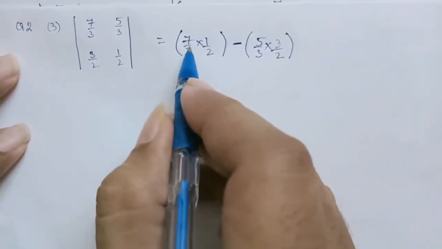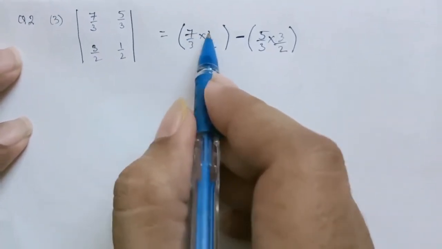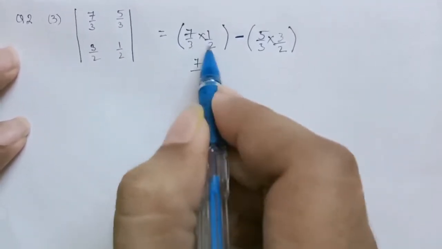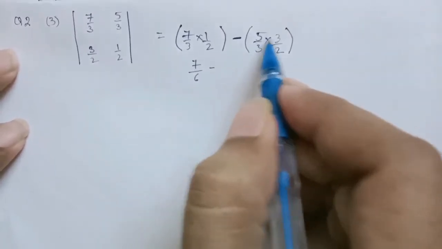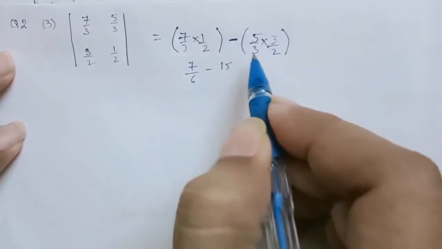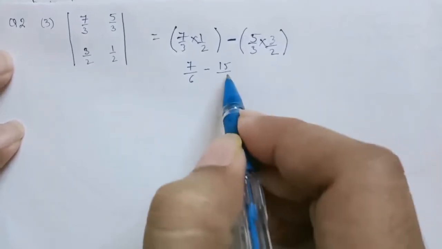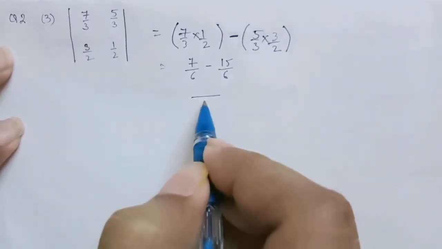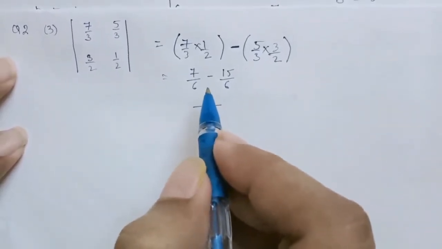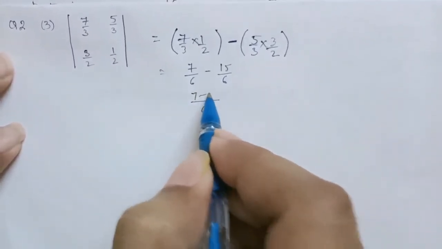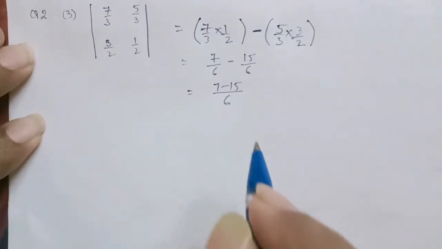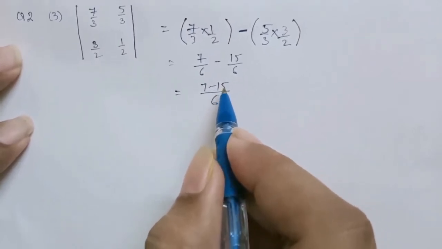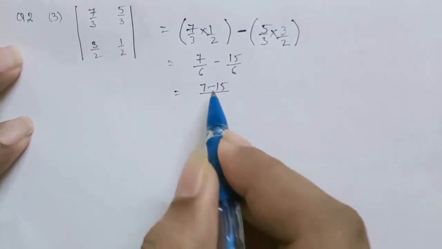So how to multiply fractions? Numerator multiply numerator, denominator multiply denominator. So 7 1s are 7 upon 3 2s are 6, minus 5 3s are 15 upon 3 2s are 6. Now we see that the denominator is the same, we are going to write it once, and the numerator is 7 minus 15. Plus minus minus, so we are going to subtract it. 15 minus 7 is 8, put the sign of the bigger number, minus, upon 6.